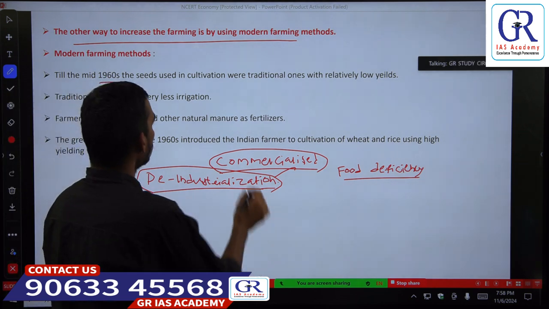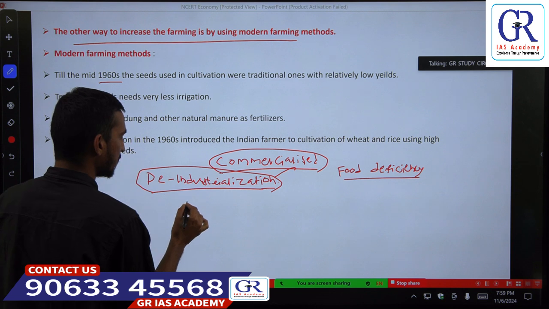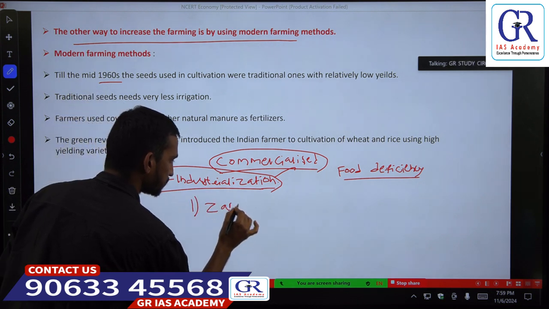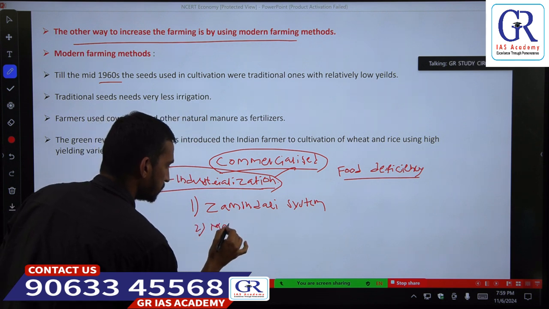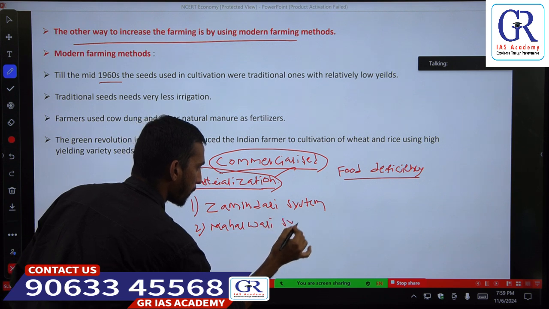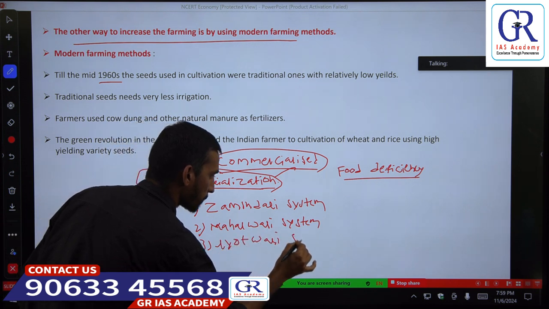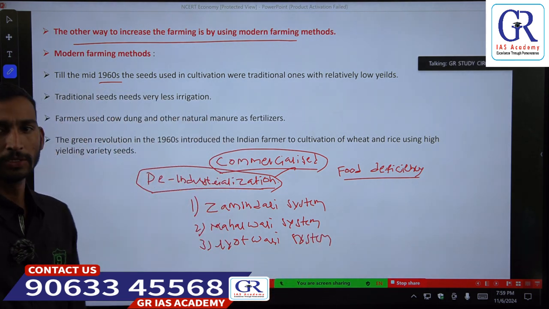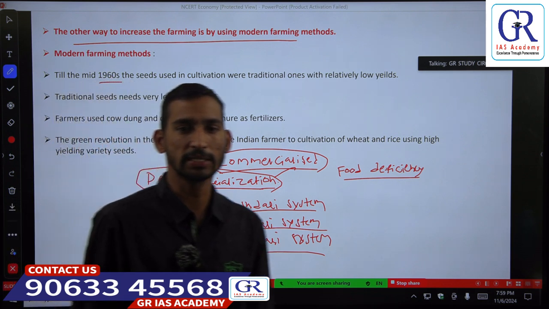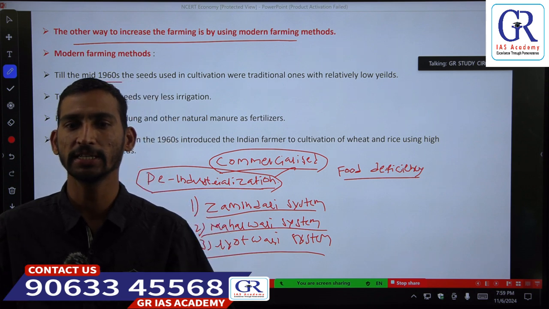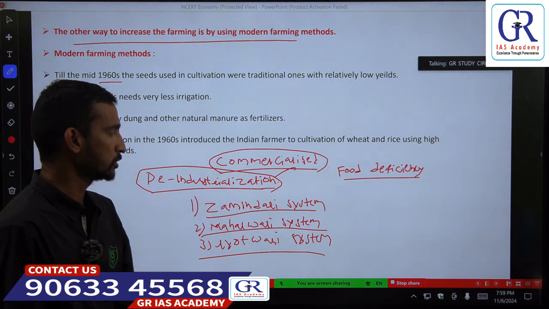And one more factor is that during the British period, if you look at the land settlement system, we have three types of systems: the Zamindari system, the Mahalwari system, and the Riyatwari system. In all these systems, the Britishers divided land into small plots and distributed them to the farmers for cultivation. They used to collect taxes from the lands that they had distributed.